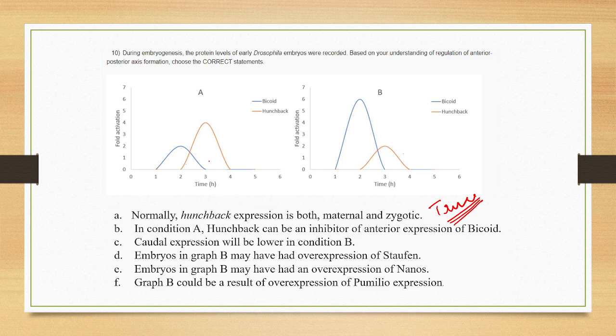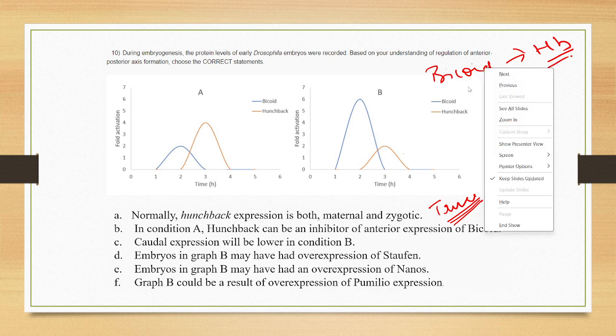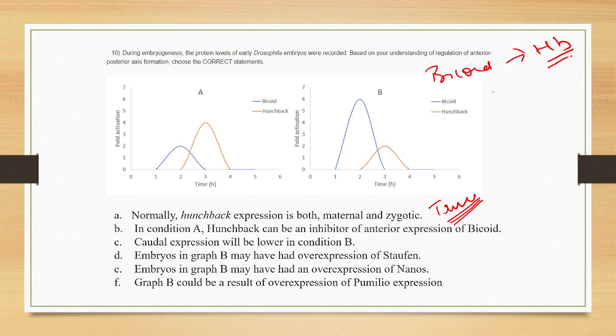Then in condition B, hunchback can be an inhibitor of anterior expression of bicoid. Can it be true? No, because bicoid promotes the expression of hunchback. And therefore, both bicoid and hunchback are expressed in the anterior. So it cannot be the case that hunchback inhibits bicoid. So this is false.